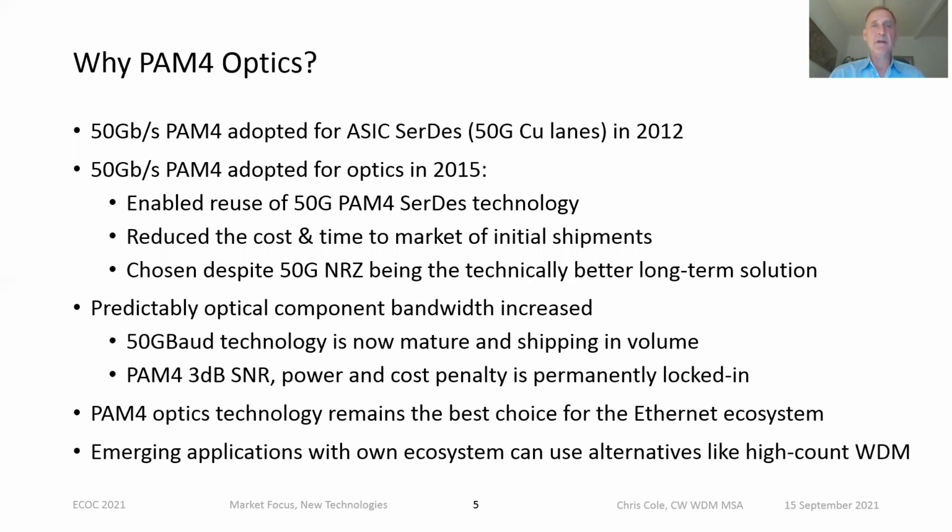Predictably, optical component bandwidth increased. 50 gigabaud technology is now mature in shipping and volume. But the PAM4 3 dB SNR, power and cost penalty is permanently locked in. Nevertheless, PAM4 optics technology remains the best choice for Ethernet, exactly because it is part of an ecosystem.